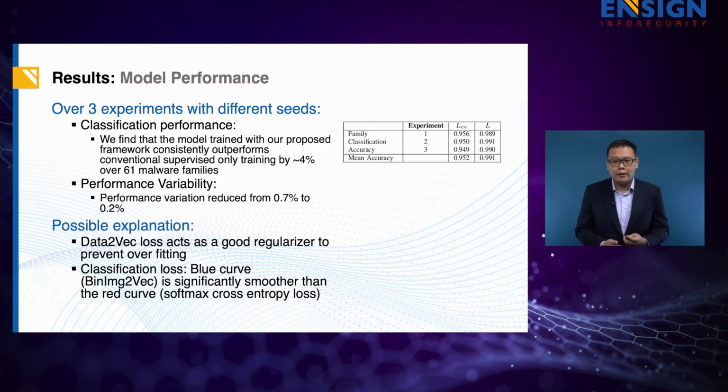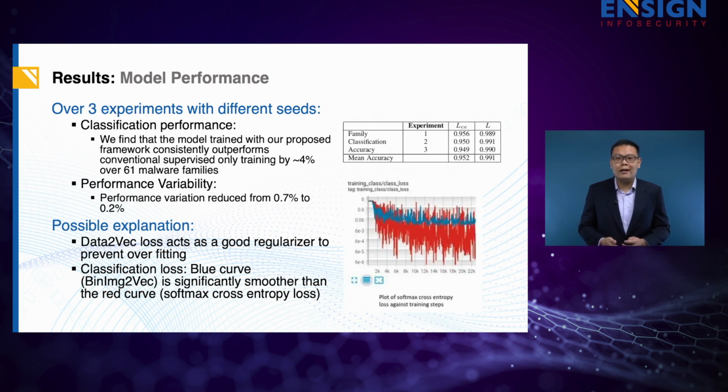To understand why this was so, we inspected the classification loss, or in other words, the softmax cross-entropy loss component, over the course of the entire training process. As can be seen from the graphs on the right, the classification loss of a model trained using the BinImg2Vec framework in blue is significantly more stable than one trained using just the softmax cross-entropy loss in red.